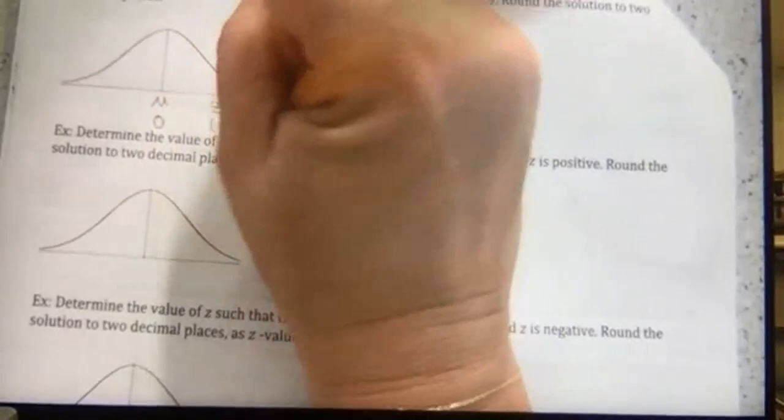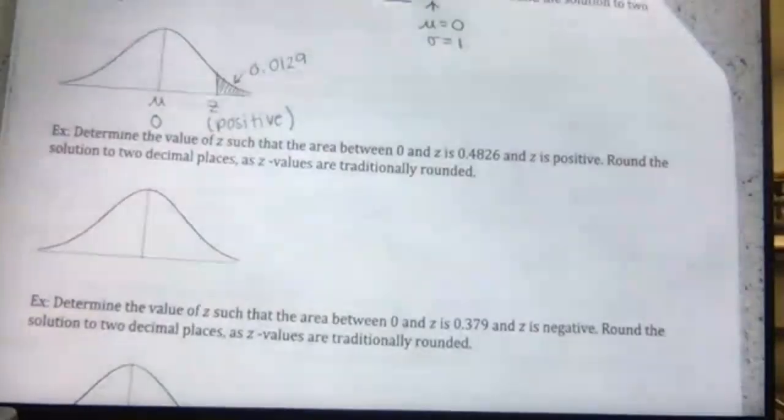0.0129. This will tell us that our z value is going to be positive.